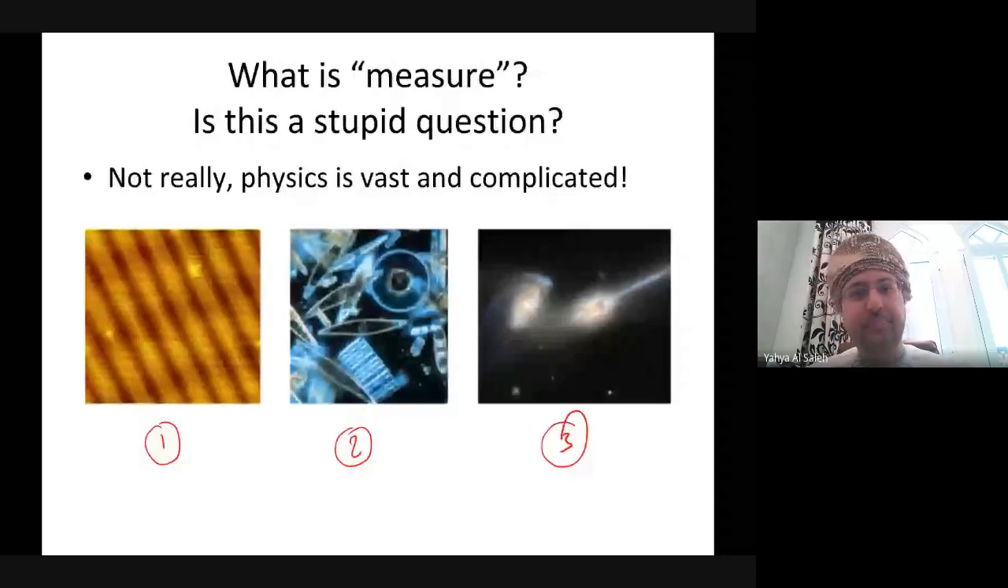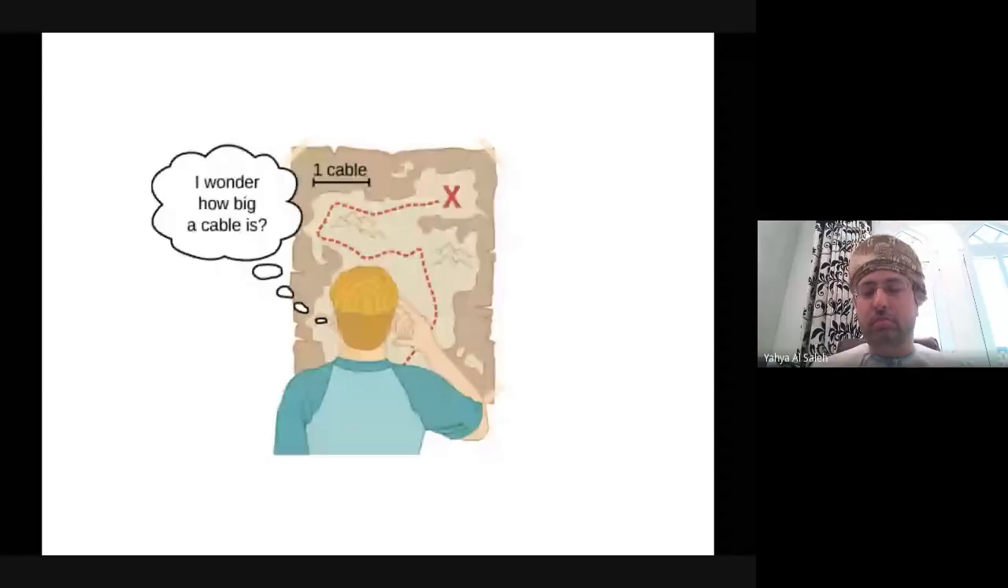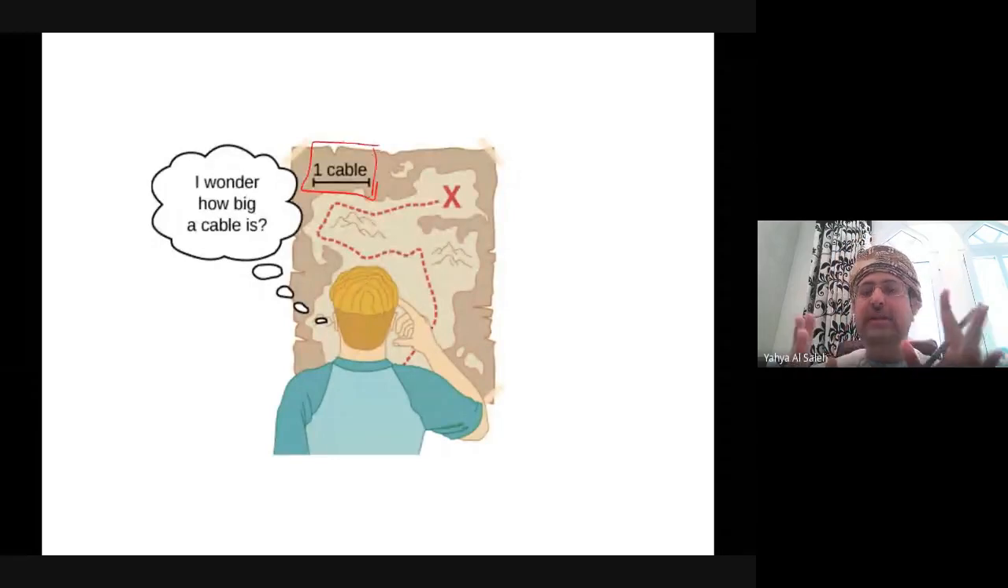Okay, so here's this guy. He's looking at a map, and it's a very nice map, very nicely drawn, and it even has a scale. It even has a scale that says this length is 1 cable. There's just one tiny problem. How big is a cable? Do any of you know the answer to this question? How big is a cable?